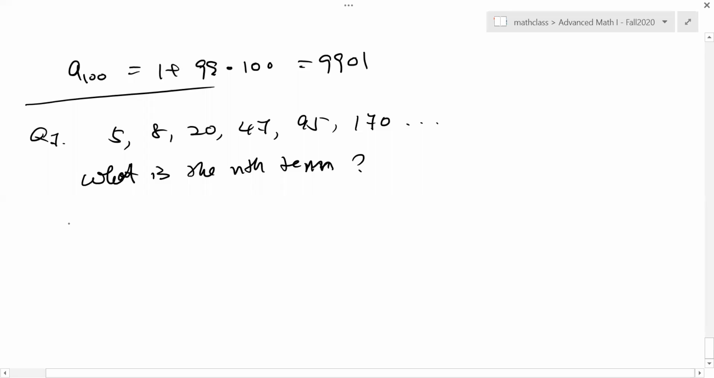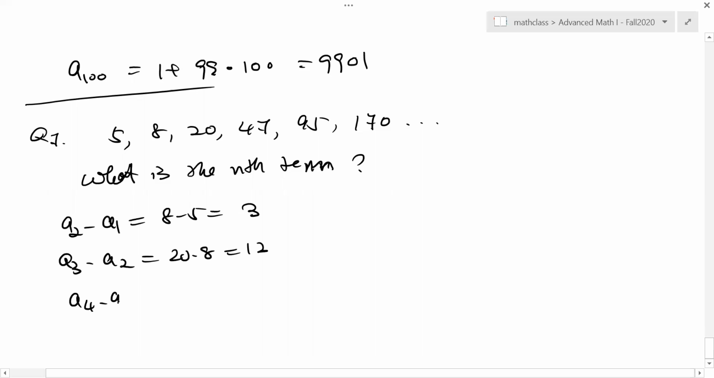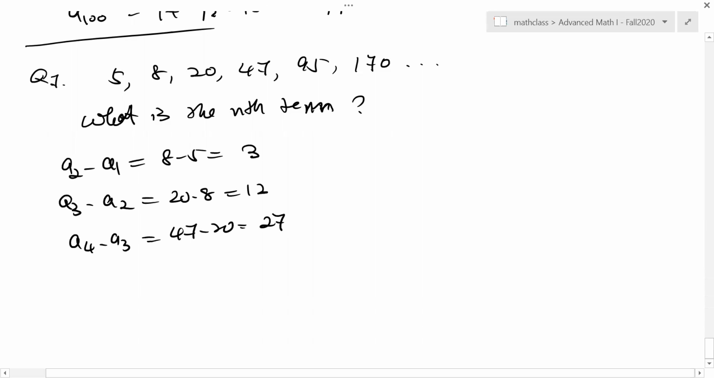Okay. So A2 minus A1, 8 minus 5, that's a 3. Okay, 3. Okay, no problem. A3 minus A2 is 20 minus 8. Okay, it's 12. I don't see any padding yet. 47 minus 20, that is 27. Okay. A5 minus A4, 95 minus 47. Okay.